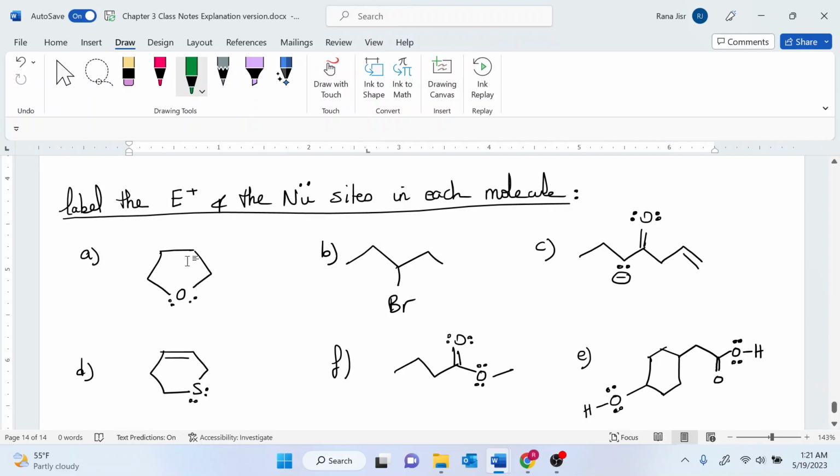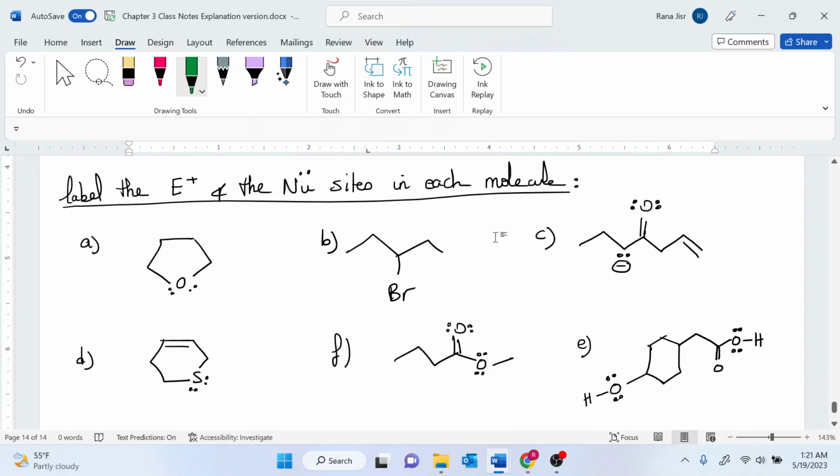Let's have an example. Label the following electrophile and nucleophile sites in each molecule. In order to do this, you need to look at your electronegative element and the carbons that are connected to it, and then draw the direction of polarization, just for you to know where the flow of electrons is. The flow of electrons is going from the sp3 hybrid carbons to the oxygen. So these two carbons here are going to be the electrophile, and the oxygen is going to be the electron rich, the nucleophile.